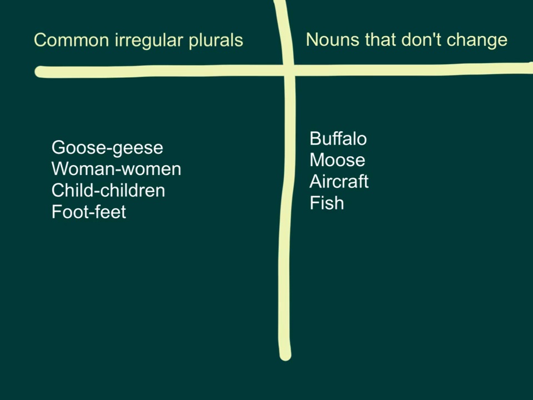On the right, you'll see words like buffalo, moose, aircraft, and fish, which are nouns that don't change at all, whether we're talking about 1 or we're talking about 20.